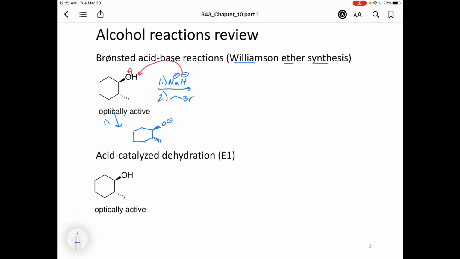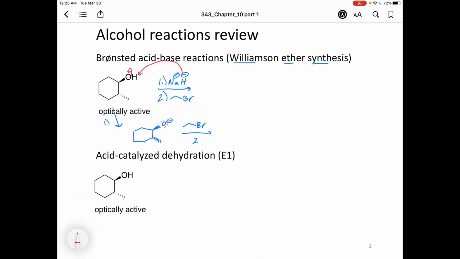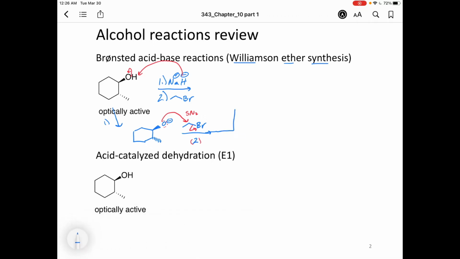So we have our alkoxide, and then we're going to do our step two, which is adding our alkyl halide. This is essentially just an SN2 reaction. So step two here is this SN2 type reaction where we take our alkoxide, attack the alkyl halide, and then we get our desired product, which is this ether. So alcohols can be used to make ethers.